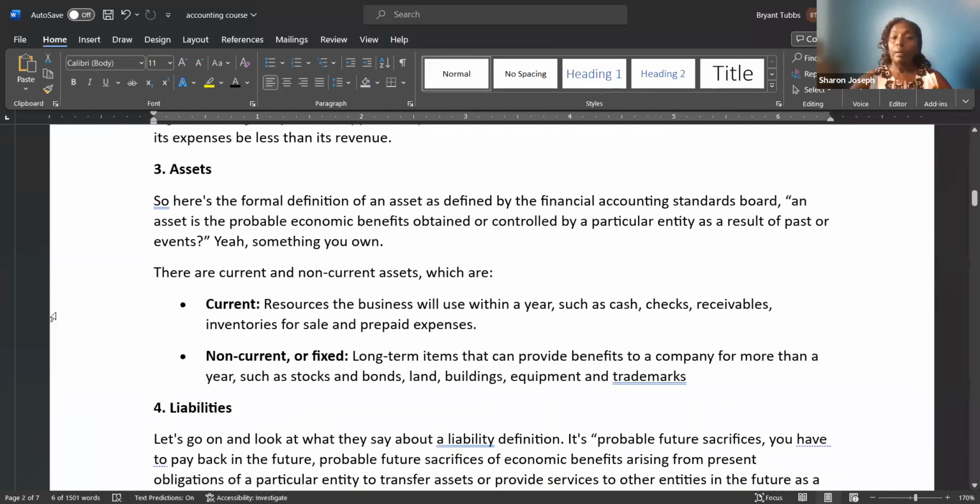The third concept we want to talk about is assets. Here's the formal definition of an asset. It's defined by the Financial Accounting Standards Board. Again, the Financial Accounting Standards Board is a group of people set aside to make standard accounting rules and regulations that cause businesses to be able to be compared.